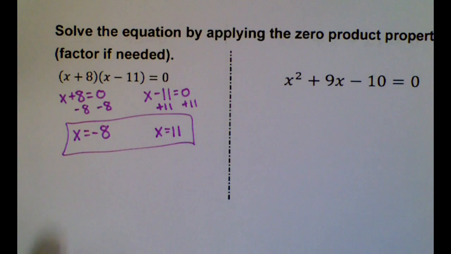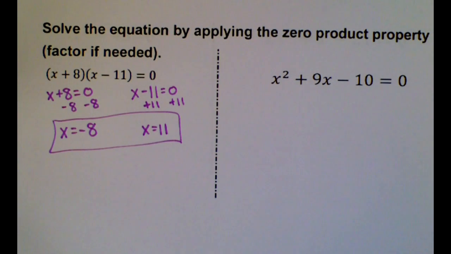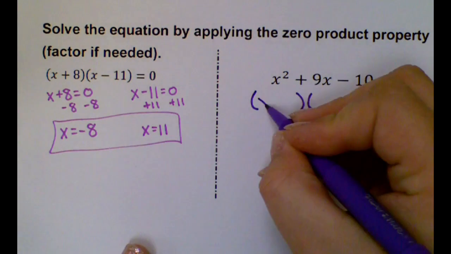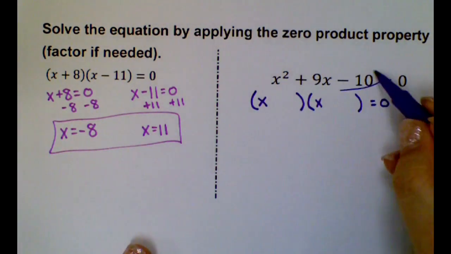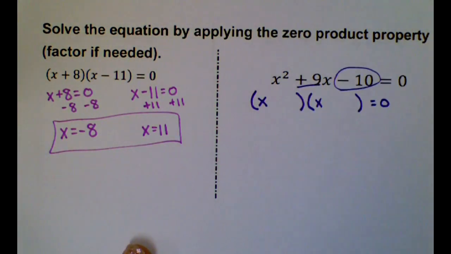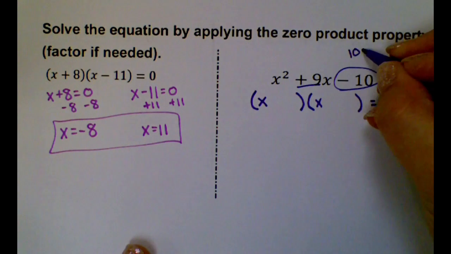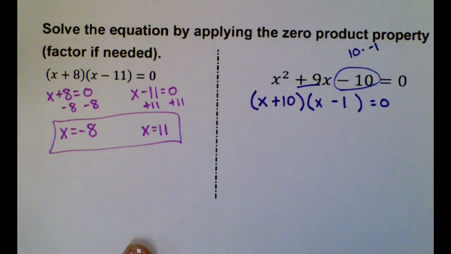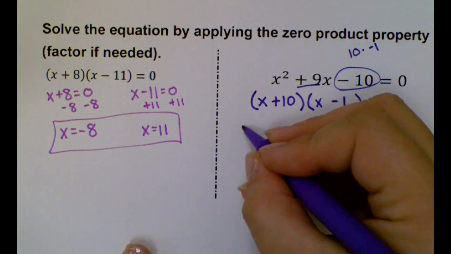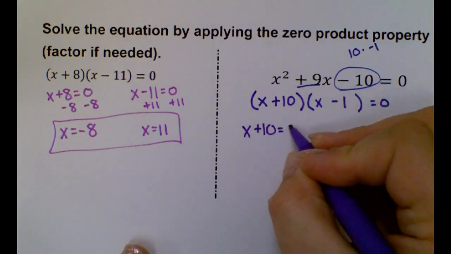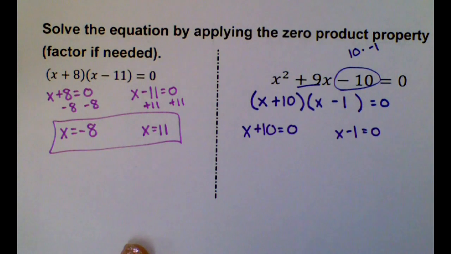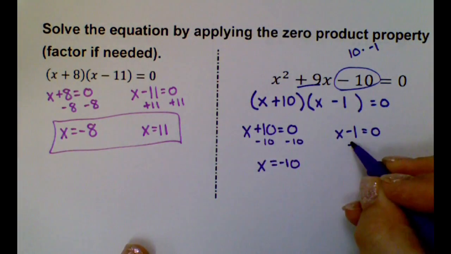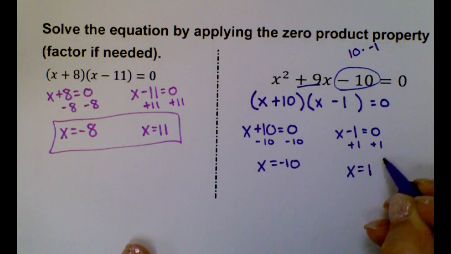For this second one, we need to factor first. I have an x squared alone, so I just dive straight into factoring. I have x and x. I need two numbers that multiply to negative 10 and add to positive 9. Well, those are going to be positive 10 and negative 1. So x plus 10, x minus 1. The zero product property says I set each of those factors equal to 0, and then I will solve them. So I subtract 10, I get x equals negative 10. I add 1, I get x equals 1.